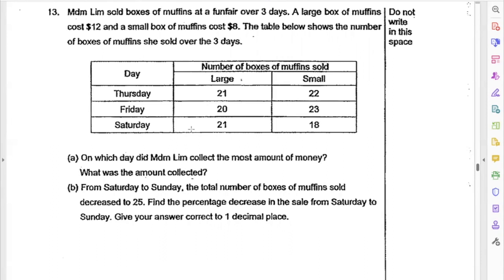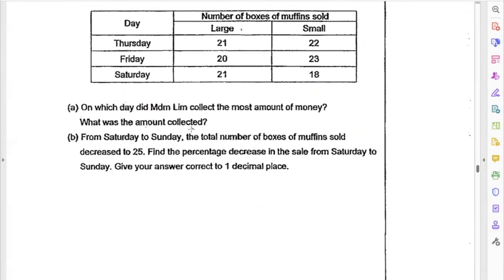From Saturday to Sunday. So, okay, now we have to add one more day here, Sunday. The total number of boxes of muffins sold decreased to 25. Total means the large plus small. Decreased to 25. Find the percentage decrease in the sale from Saturday to Sunday. Okay, so first I'm going to move this slightly up so that I've got more space. The first part is quite easy.